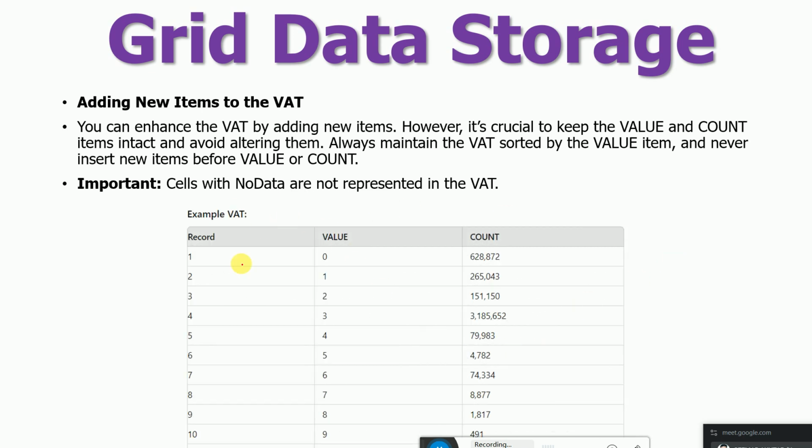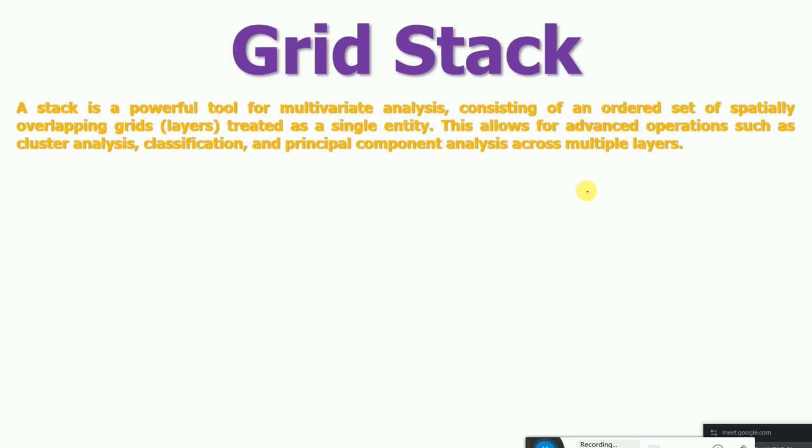So this is the way to record a table for continuous data, for integer 1, 2, 3, 4, and count is this. Now grid stack. Stacking is a very important thing in GIS. A stack is a powerful tool for multivariate analysis.